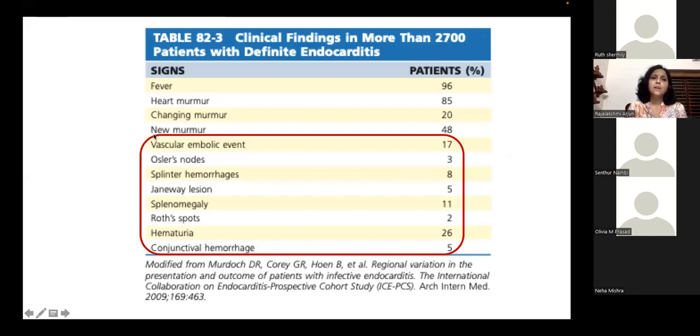But other than murmur, all other features, that is peripheral signs of endocarditis, are seen in less than 25%. So unless you carefully look for them, you may miss them. And on searching 2,700 patients with definite IE, they found that these signs are less common, to the tune of 5% to 26%.